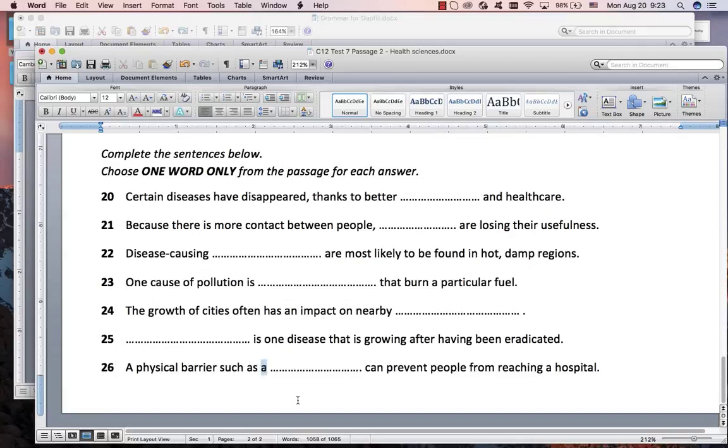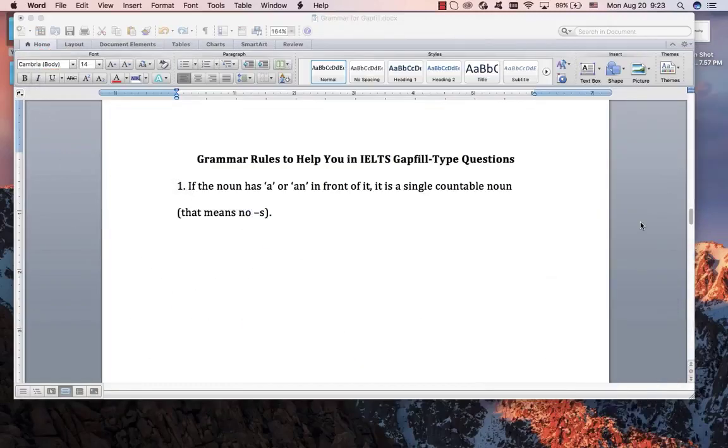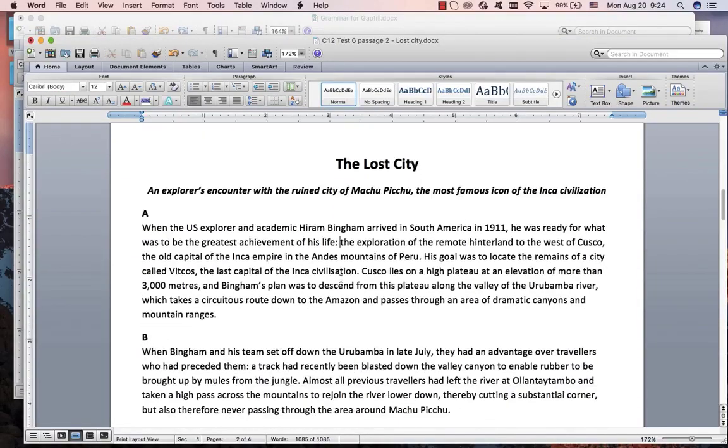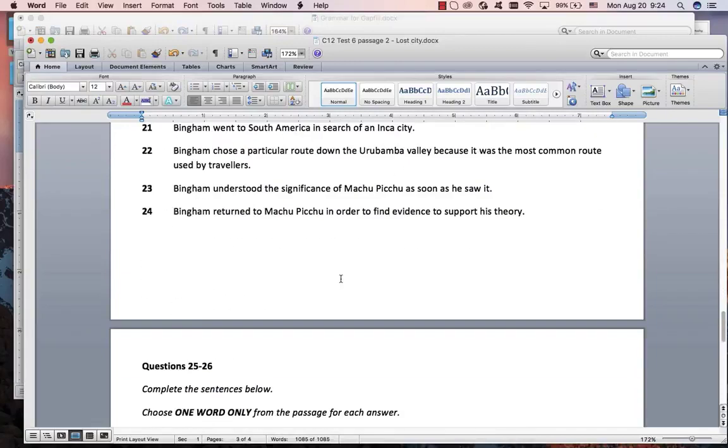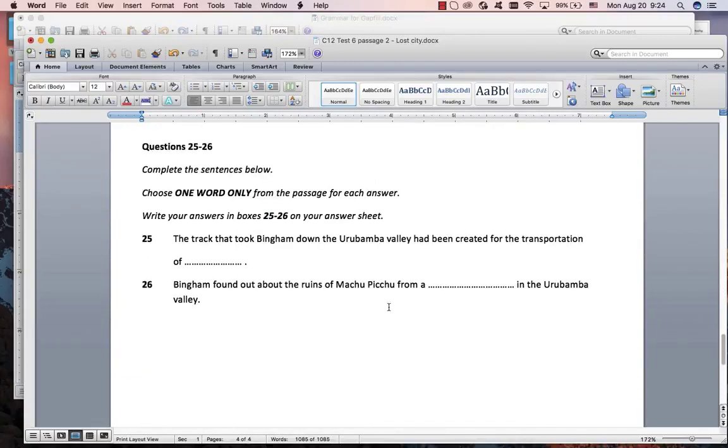There was a small over there, and that just told us single countable noun, and it really helps you because there are not many of those. Similarly, we did Lost City, also Cambridge 12, and there was an over there, and we had a single countable noun there. This one was really important because in that sentence there weren't many single countable nouns.